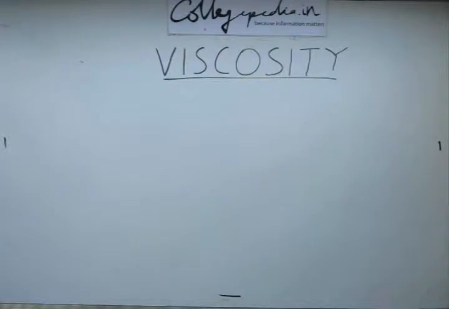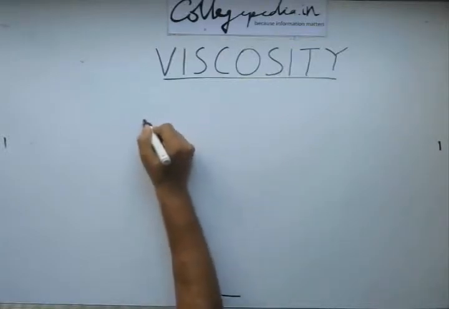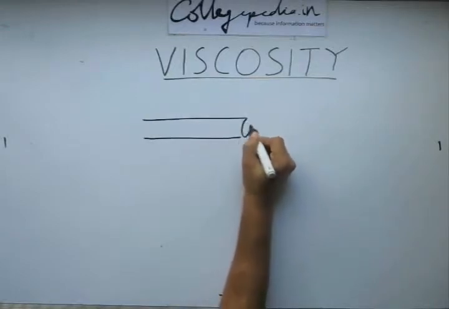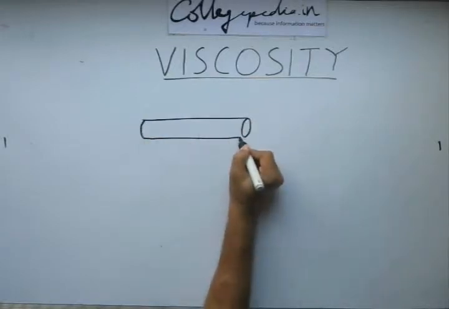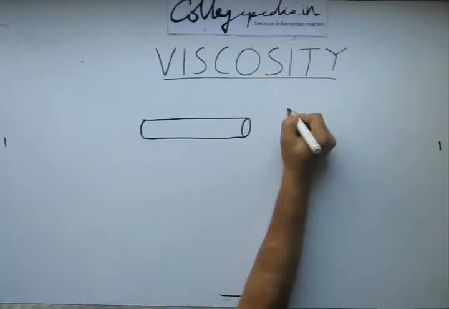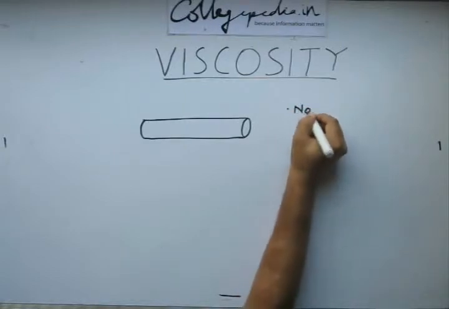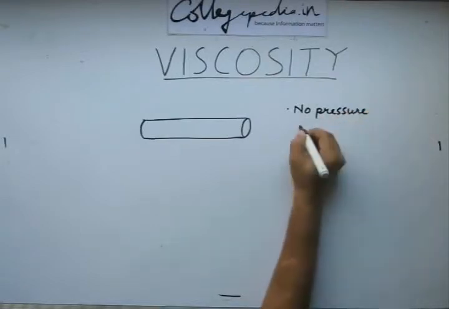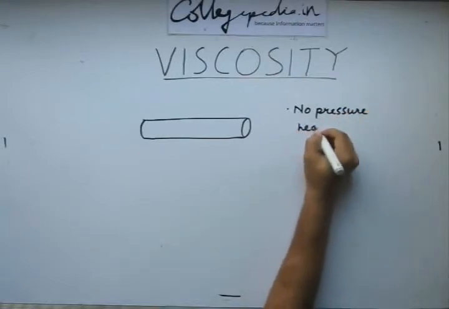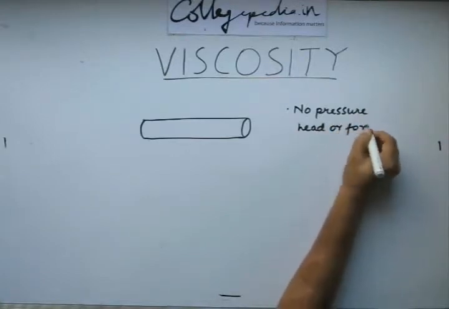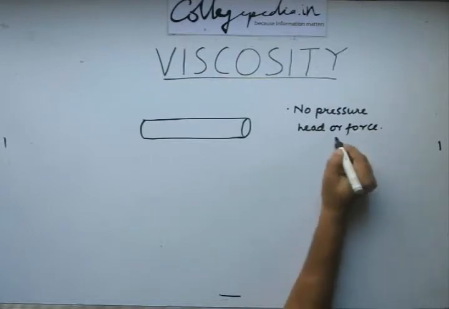Let us start by considering the cylinder which we initially said was moving through that channel. Say this is our cylinder. Note that initially we didn't state it, but another assumption is that there is no pressure gradient or pressure head or pressure force applied in this case too.